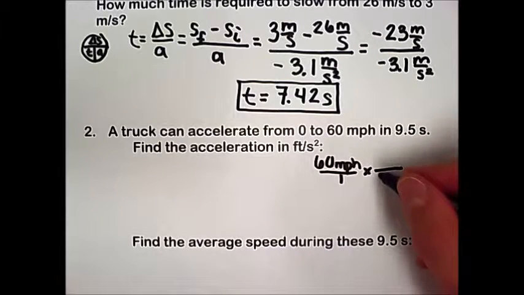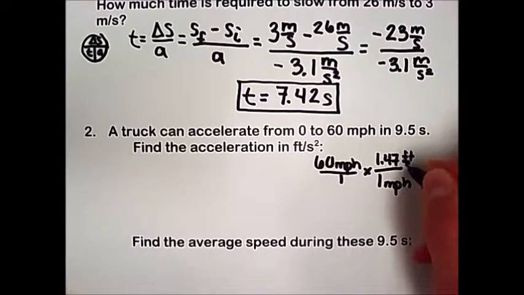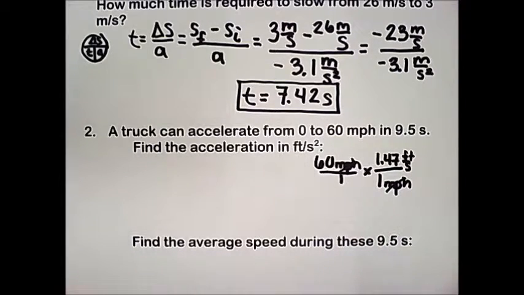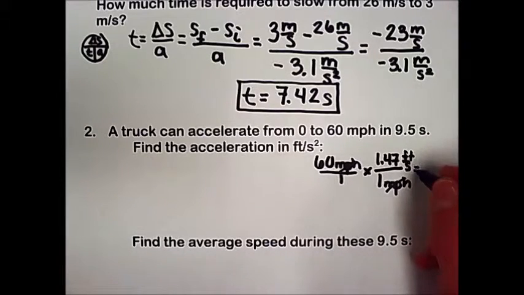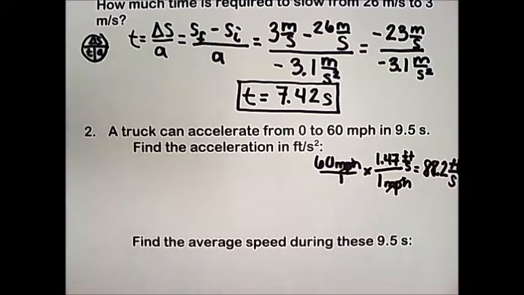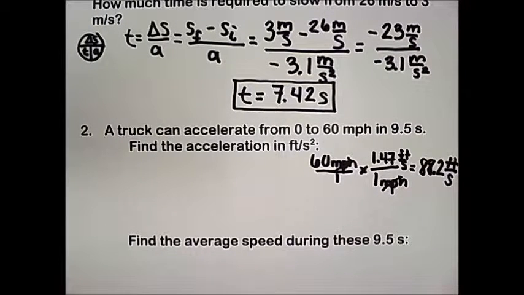From our conversion table, we know that 1 mile per hour is equal to 1.47 feet per second, approximately. So mile per hour over miles per hour cancels each other out. 60 times 1.47 is about 88.2 feet per second. So now we can use that 88.2 feet per second as our speed.